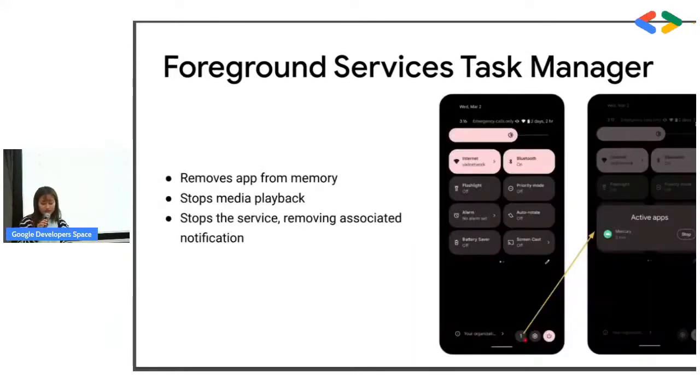With the foreground service task manager, the system will detect apps running a foreground service and show them under the active apps list, and the user can interact with the foreground service manager. Once the user taps the stop button on the right side of your application, it will remove your app from memory, stop the media player playback if your app is using it, stop the services, and remove the associated notification as well. So it basically stops everything.